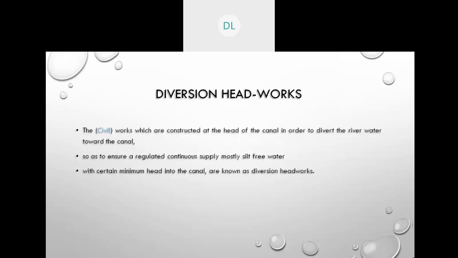Further going into diversion headworks, I have defined them as the works constructed at the head of the canal in order to divert the river water towards the canal. This is one definition of diversion headworks. The word head is used here. Somebody might have defined this as the civil works constructed at the head, meaning where the canal starts, in order to divert the river water towards the canal. Then they are considered as headworks, or civil headworks, or infrastructure headworks.